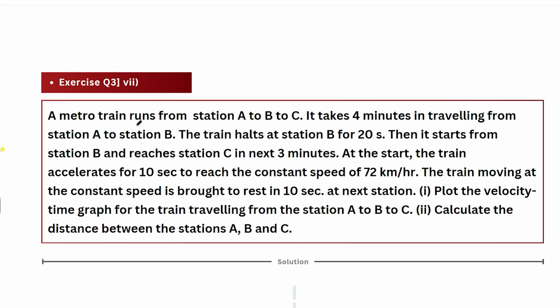Hi, in this question, we are solving question 7 from the exercise for the chapter Motion in a Plane. In this question, we are studying the motion of a metro train. Our metro train is traveling between three stations. It starts its journey from station A, then goes to station B, halts there for some time, and finally reaches station C, completing the journey from station A to station C.